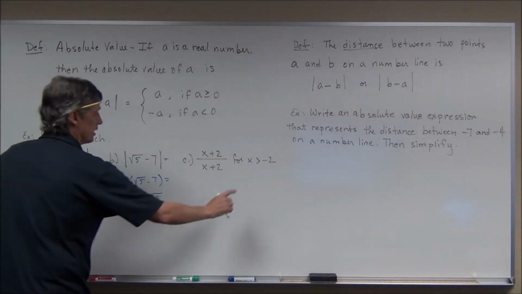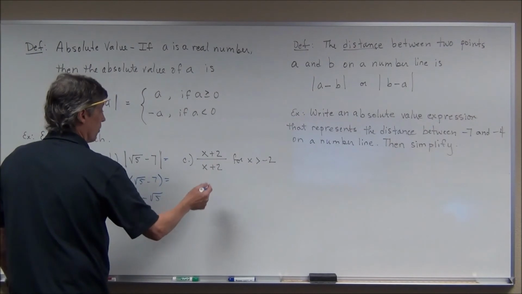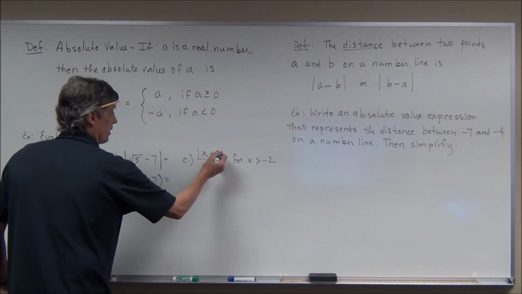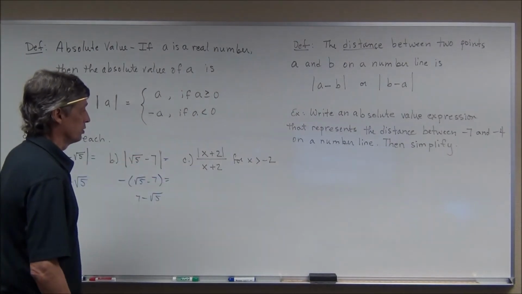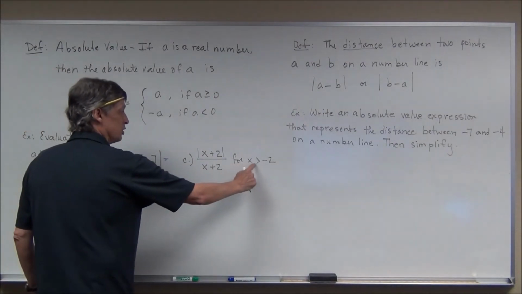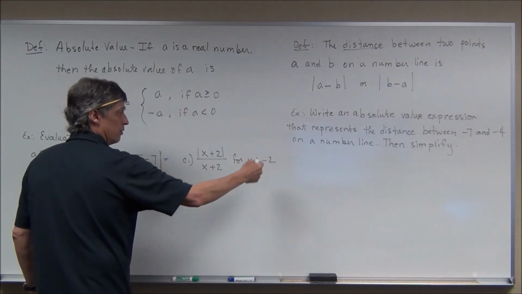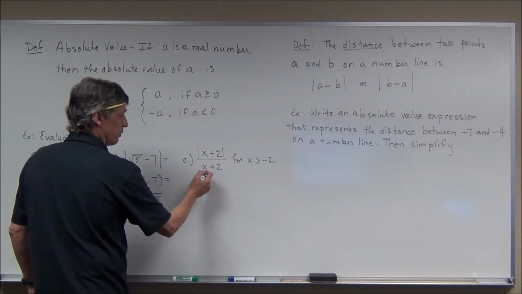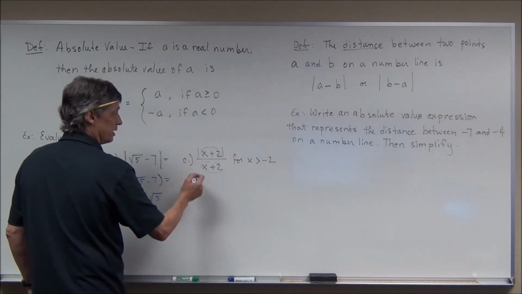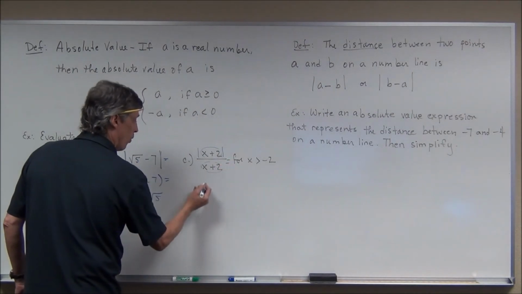This one's a little tricky. Students sometimes get a little mixed up with this, and it says evaluate. Well, you know why they evaluate? Because I forgot to put the absolute value bars. That would help. The absolute value of x plus 2 all over x plus 2. Well, if x is greater than negative 2, negative 1, 0, 1, 2, 3, 4, and so on, I plug those into here. This expression's positive. This expression's positive. They're the same exact expression. So this will be equal to 1.